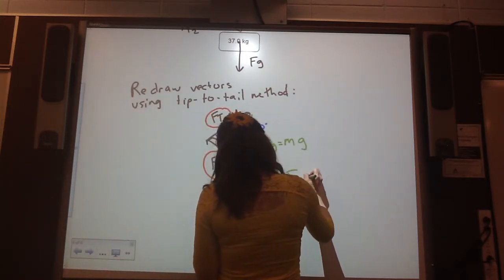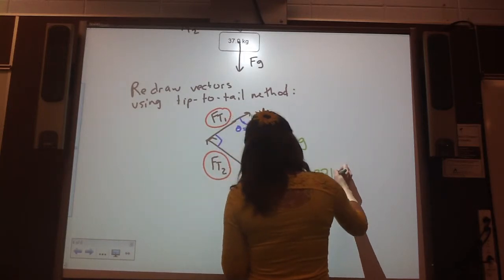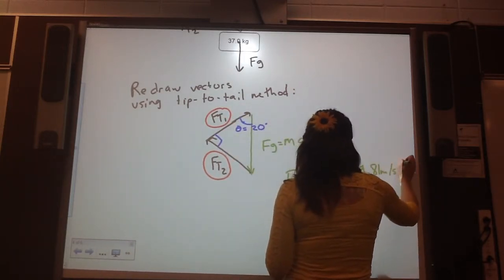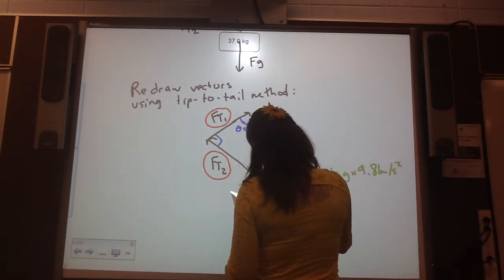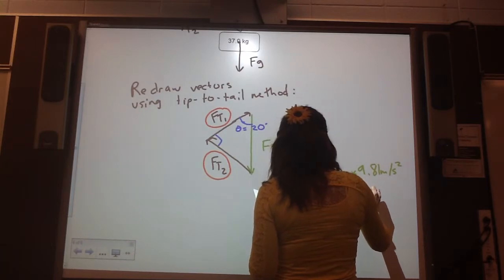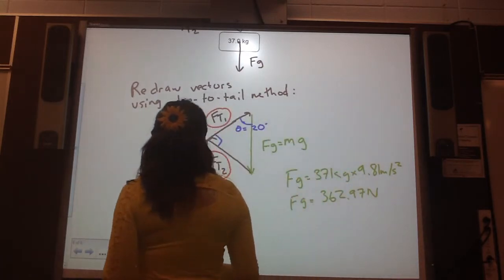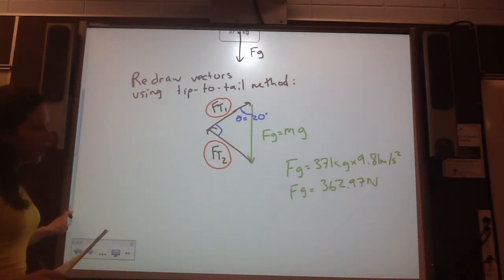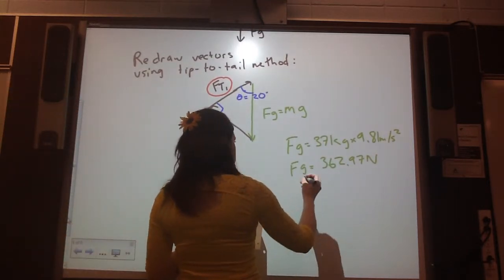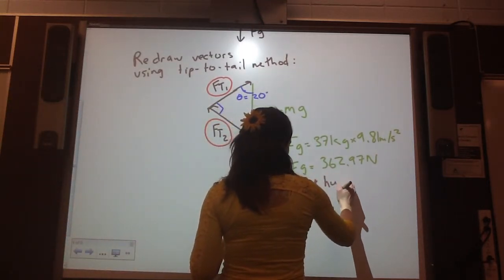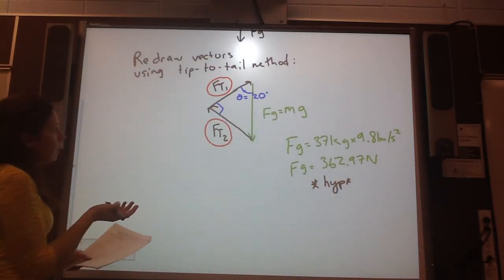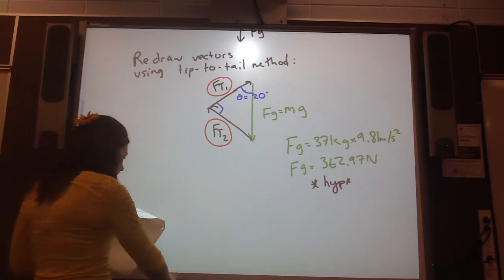So FG is equal to 37 kilograms multiplied by 9.81 meters per second squared. So FG then is 362.97 newtons. Cool, so that's my hypotenuse. So in this triangle, this is my hypotenuse. Now I can solve for my two sides.